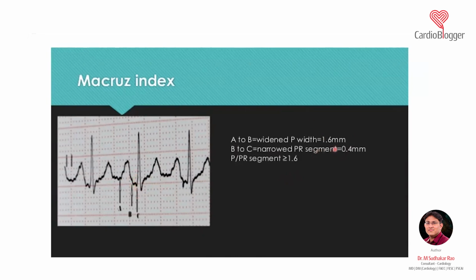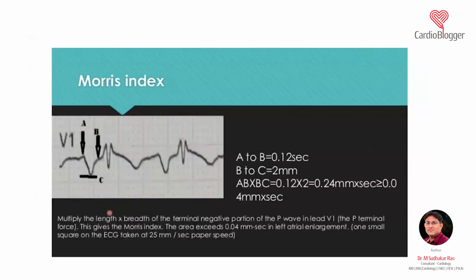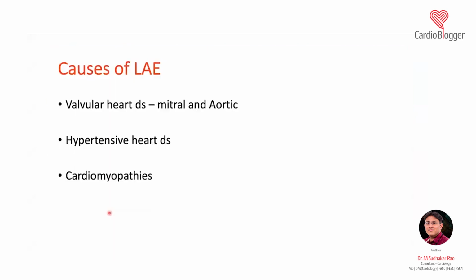So if you do the ratio 1.6 divided by 0.4, it almost goes to 4. So 1.6 is the cutoff. We have 1.6 as the cutoff. So 0.04 divided by 0.16 is equal to 4. And the cutoff of P to PR segment is 1.6 for Macruch index. So this ECG qualifies for the left atrial enlargement both by Macruch index, and this ECG qualifies for the left atrial enlargement by Morris index.